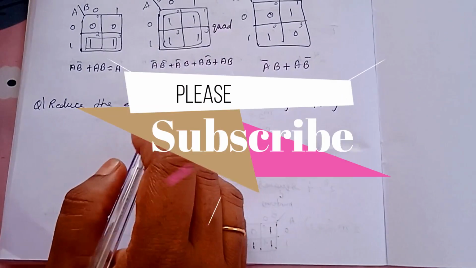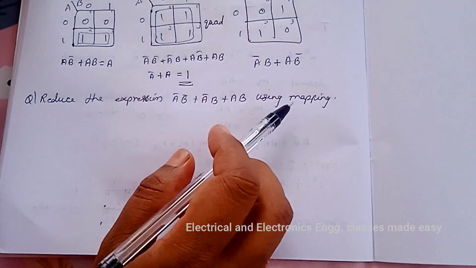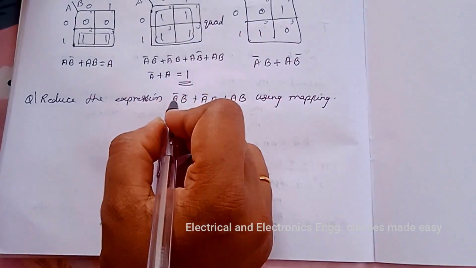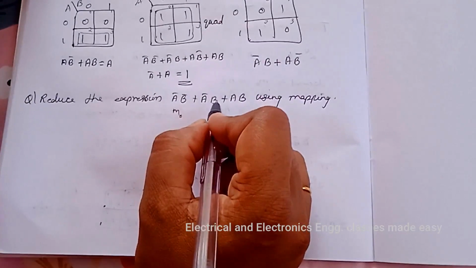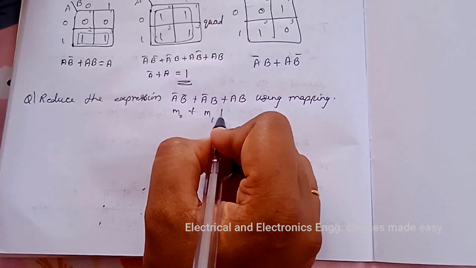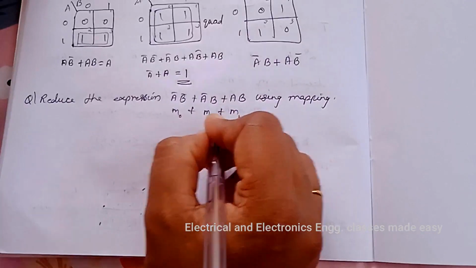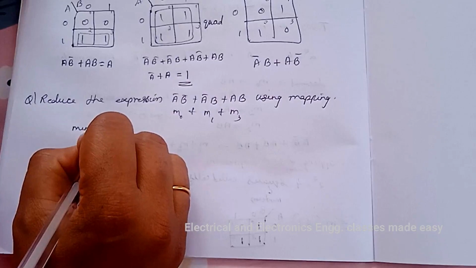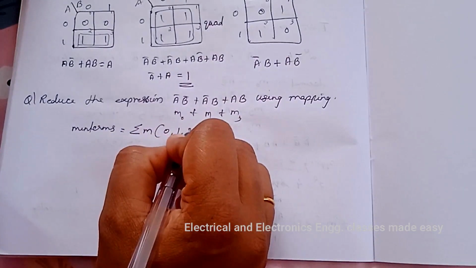Let us do an example. Reduce the expression A bar B bar plus A bar B plus AB using mapping. So this is m0, and this is 0 1, that means m1, and this is AB, that is 1 1, m3. So the minterms are sigma m 0, 1, 3.